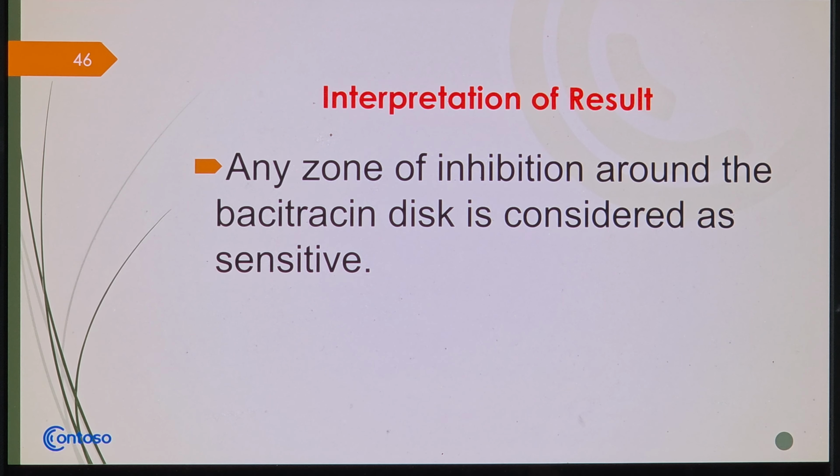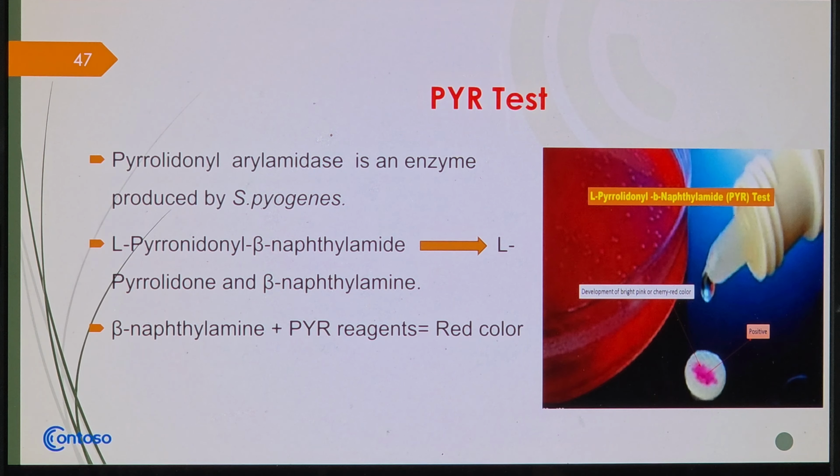Then PYR test: the pyrrolidonyl aryl amidase is an enzyme produced by Streptococcus pyogenes. Here the L-pyrrolidonyl beta-naphthylamide is converted to L-pyrrolidone and beta-naphthylamine. The beta-naphthylamine combines with the PYR reagent and gives rise to a red color.